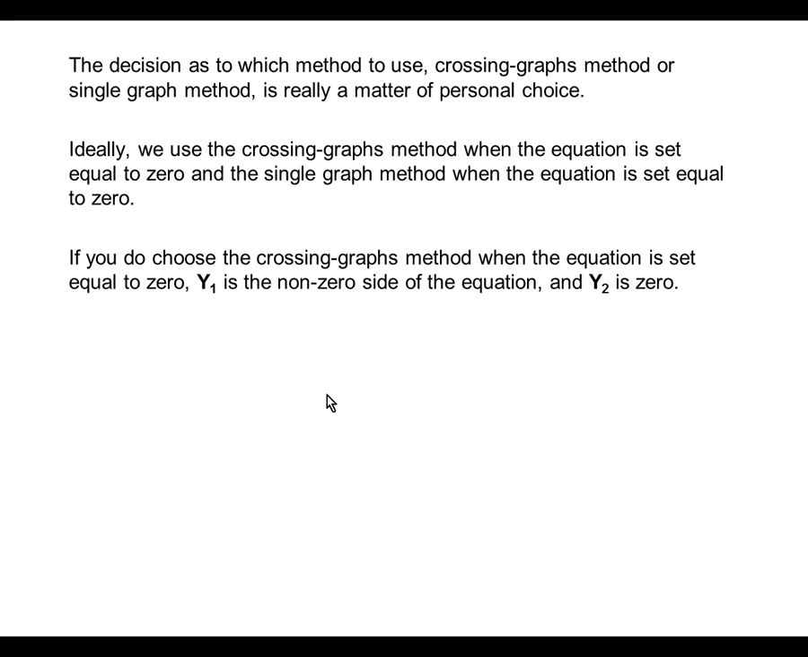So if you do choose the crossing graphs method when the equation is not set equal to 0, then y1 is the non-zero side of the equation, and y2 is 0. So, some examples.